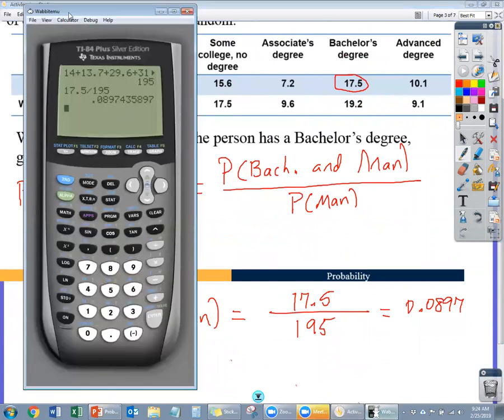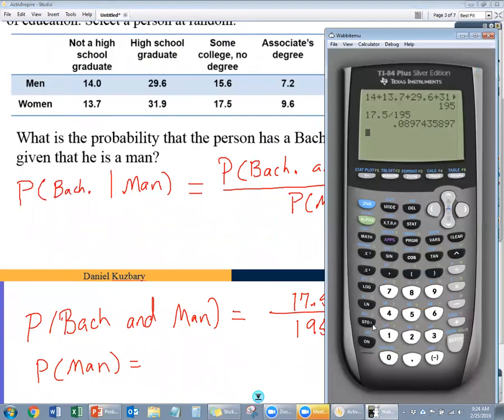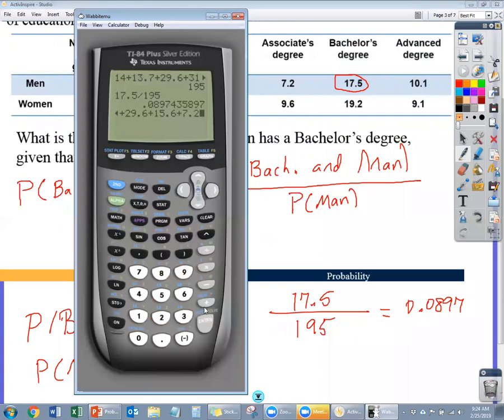So I'm going to need to do some adding again. Sorry, I got my calculator covering up things. So I'm going to do, that's my men who are not a high school graduate. These are my men who are high school graduates. These are my men who have some college. These are my men who have an associate's degree. All right. These are my men who have a bachelor's degree. And these are the men who have an advanced degree. So that's going to be the total number of men in this group, 94 million.